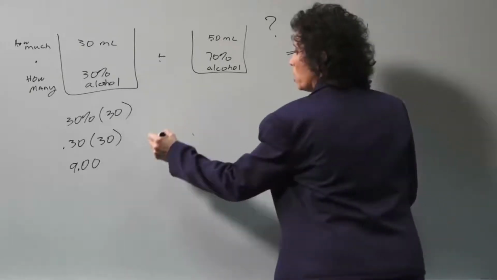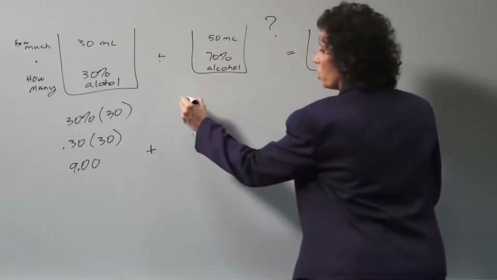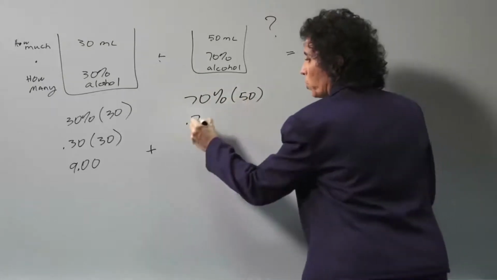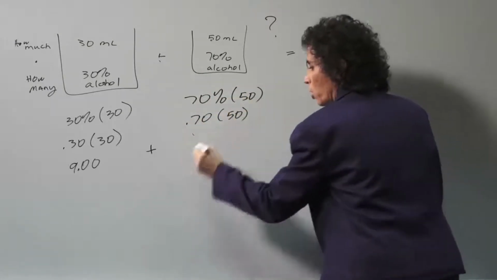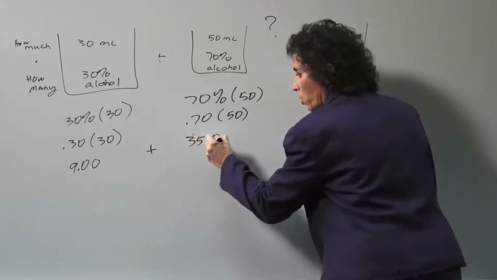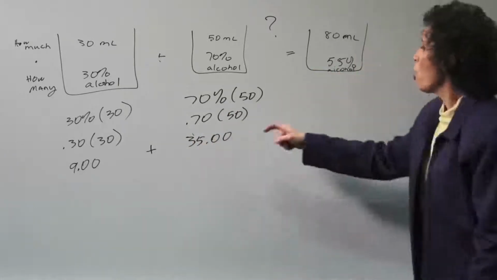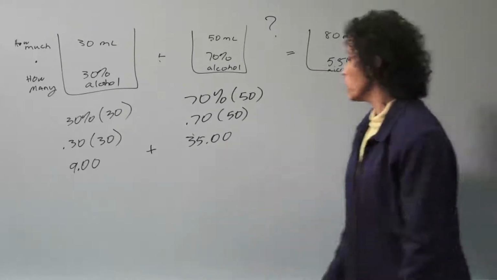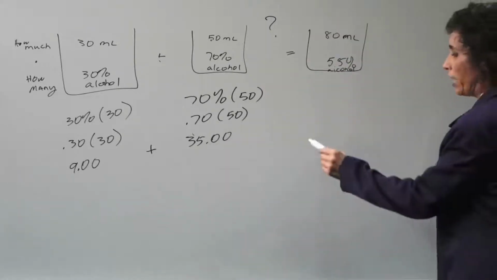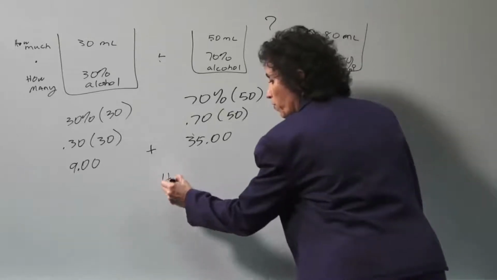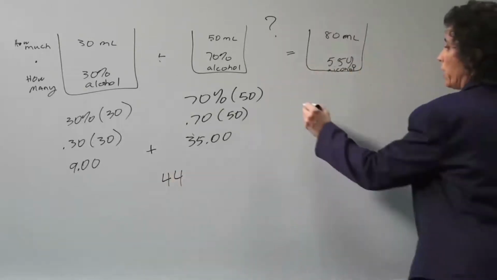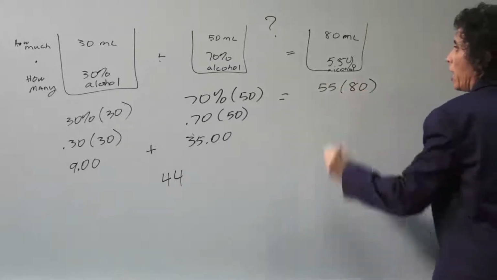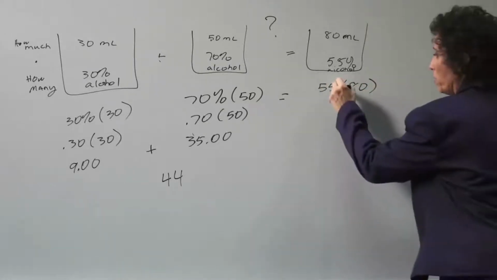Not much alcohol. If I add that to this, 70% times 50, which is 0.70 times 50, which is 3500, two places. I have more alcohol here, right? 35 milliliters of alcohol. I want to know if that's the same, and by the way, this is 44, as this, 55% of 80. Okay, percent, sorry.